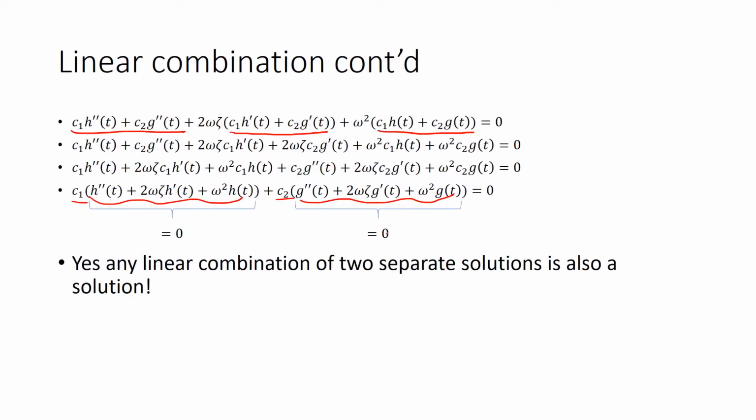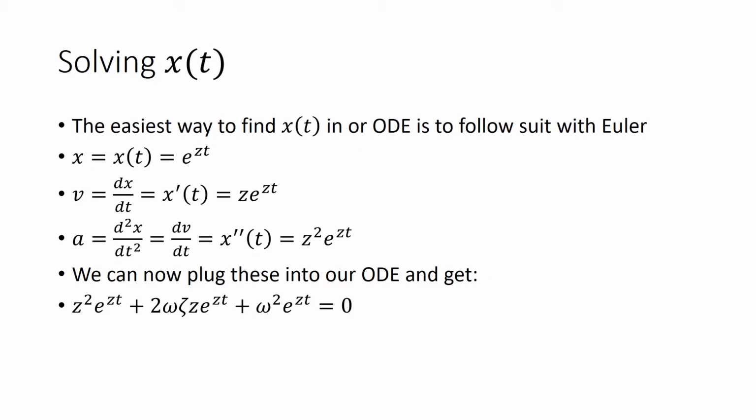So if we have 2 solutions, which we should for this type of ODE, we need to make sure that we combine them. So now we can start to talk about actually solving for x of t, and the easiest way to do this is to follow suit with Euler. And what Euler would do is he would set x of t equal to something that's easy to take derivatives of, which is e, Euler's number, to the power of z times t, right?